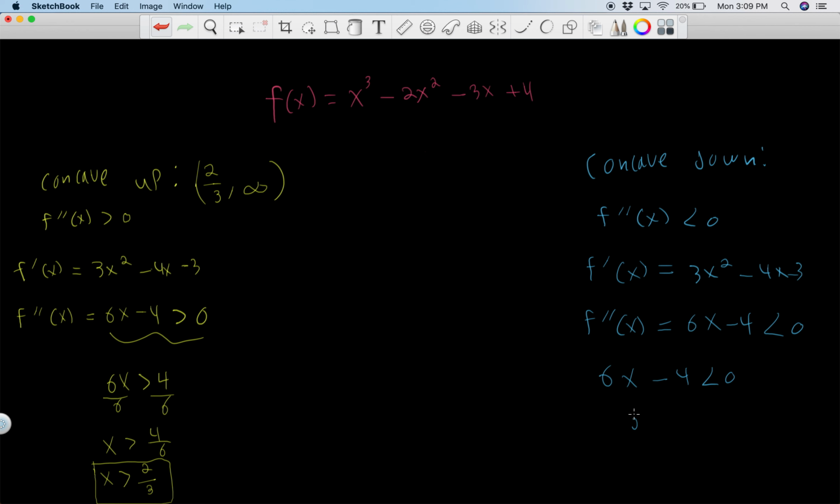So we have a simple equation we can solve, which is 6x minus 4 is less than 0. Add 4 on both sides, we get 6x is less than 4. Divide by 6 on both sides, we get x is less than 4 over 6, which implies that x is less than 2 over 3. And again, this is the guess that we made as well. We said it's negative infinity to that inflection point. So it's concave down from negative infinity to 2/3, and that's what x is less than 2/3 means. So again, it's concave up from the inflection point all the way to infinity, and concave down from negative infinity to the inflection point.